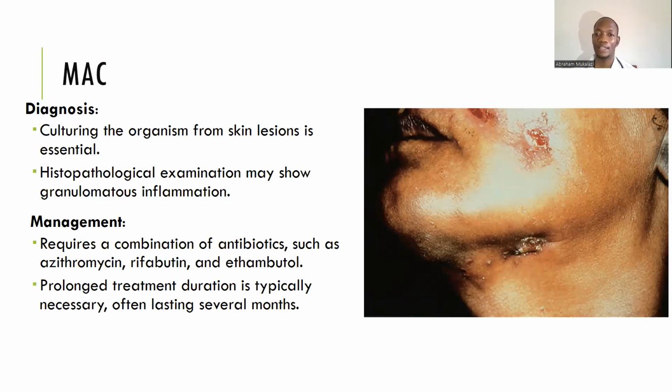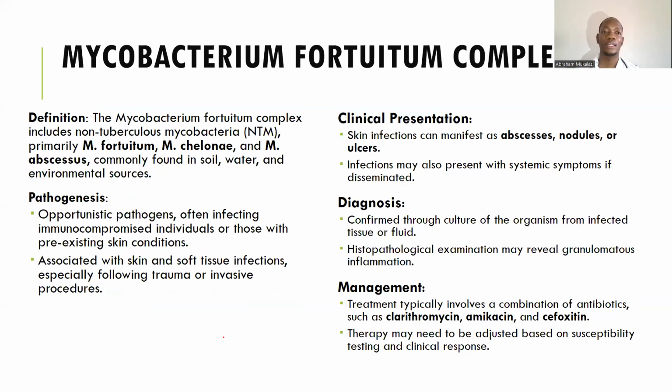As you can see in this picture here, someone has these nodules that also look like the sporotrichosis we saw in the previous video. But in this case, they were able to isolate MAC. And still the diagnosis is similar. You take a biopsy, you do a PCR, and then you're able to identify. In this management, we usually use azithromycin or rifampicin or even ethambutol, but still the treatment is prolonged because these bacteria are slow growing, and oftentimes you may need to treat for several months or even up to years.